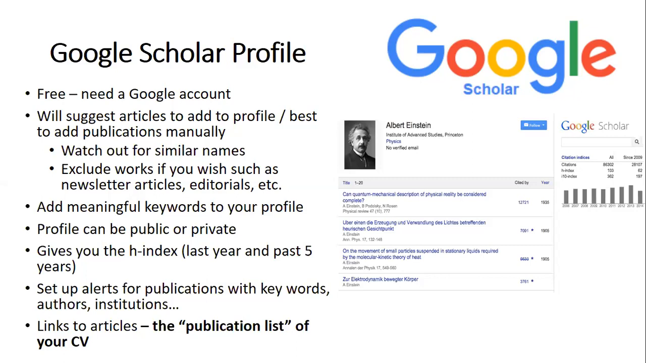You can set up alerts in Google Scholar for publications by keyword, authors, institutions. It's a great way to find out if your articles are cited by asking it to send you an alert whenever your name pops up. It's recommended to use Google Scholar profile as a publication list for your CV because it includes the impact factor of your research.